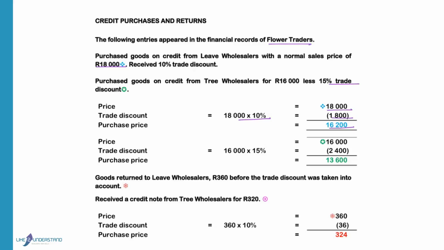Then for the second one, there's 15% discount, so 16,000 minus 15% will give me 13,600. Goods were returned to Leaf wholesalers for $360 before the trade discount was taken into account. So therefore it means that we have to go back to the original entry and see that we obtained 10% discount when we bought the goods. If we return the goods, we also have to deduct the 10%.